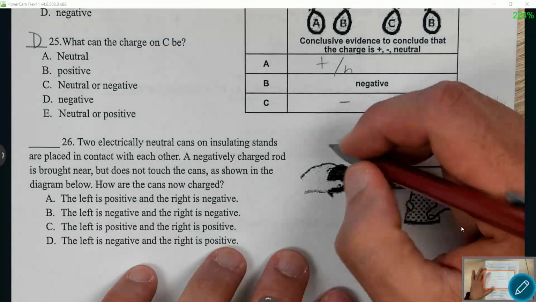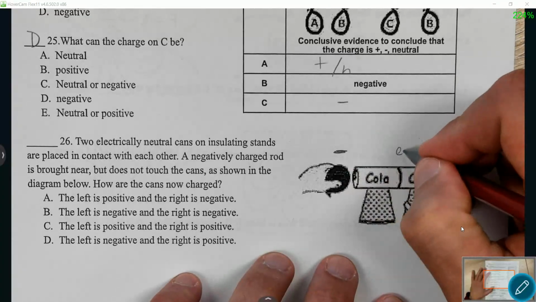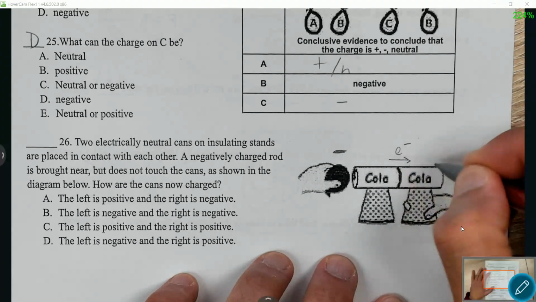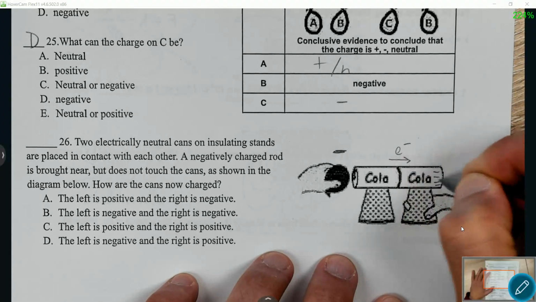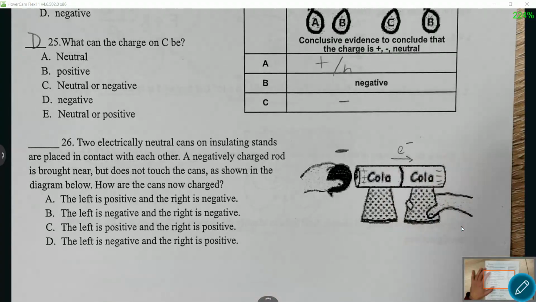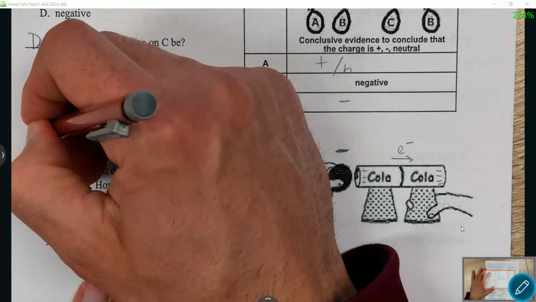Okay, so the balloon is negatively charged. So the electrons in these soda cans are going to want to be repelled. So they're going to go to this side, making this side negative, this side positive. So the left is going to be positively charged. The right side will be negatively charged. And that would be letter A.